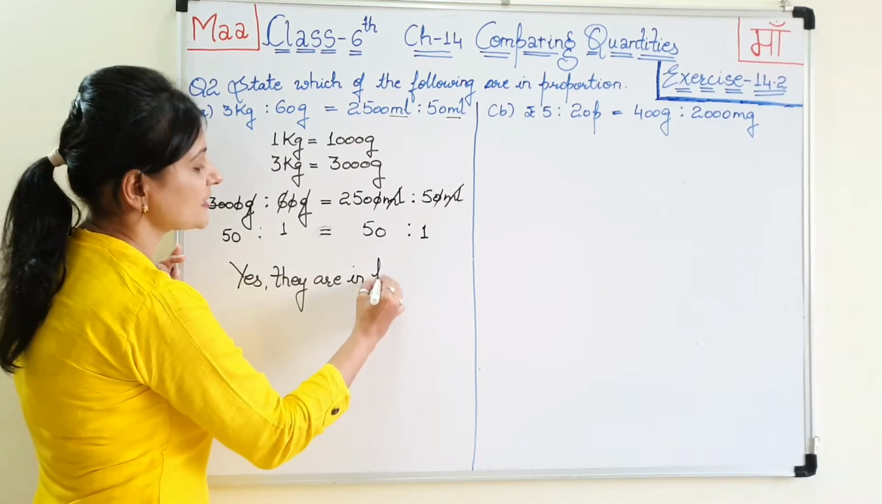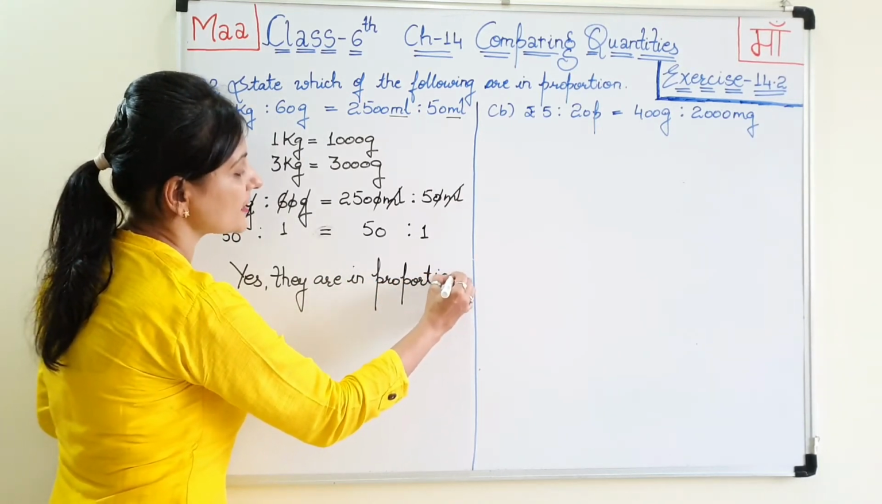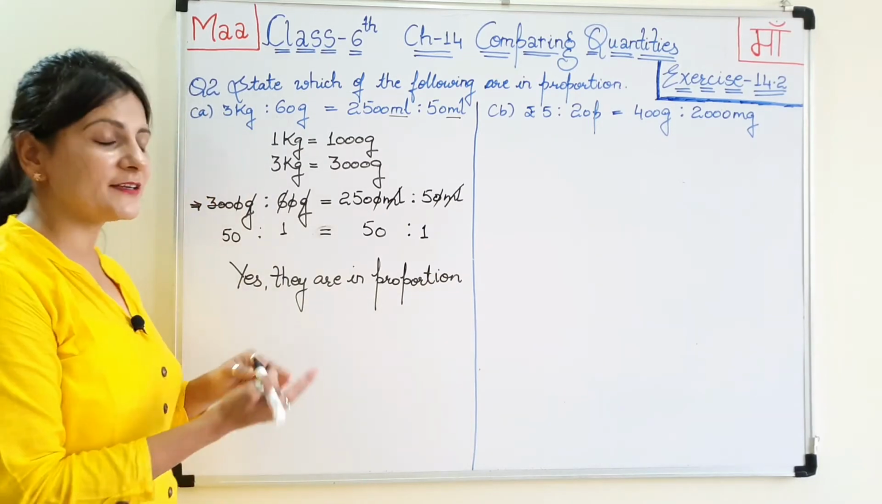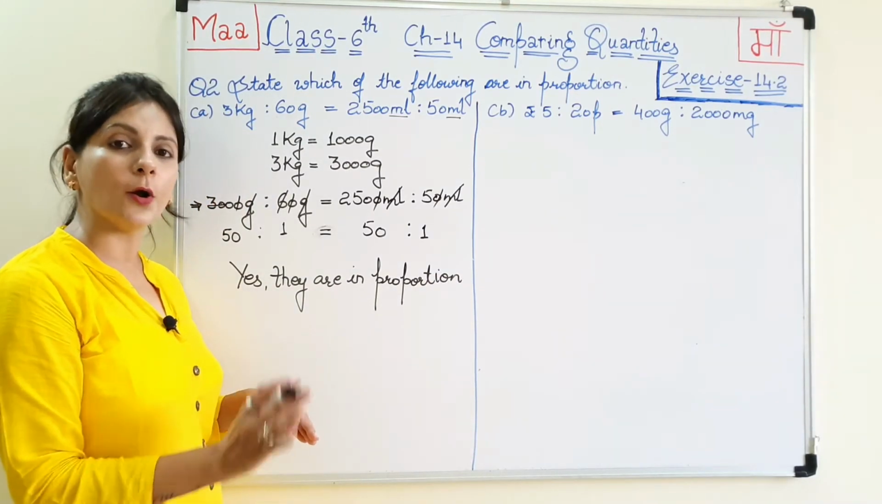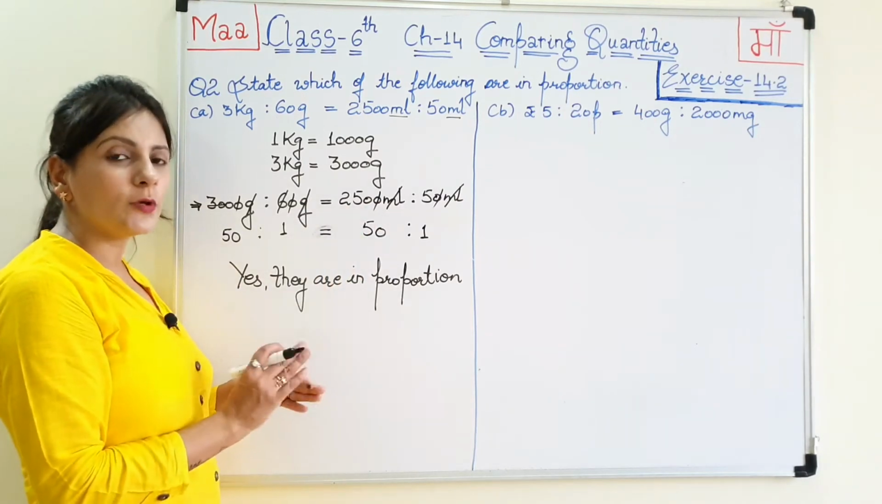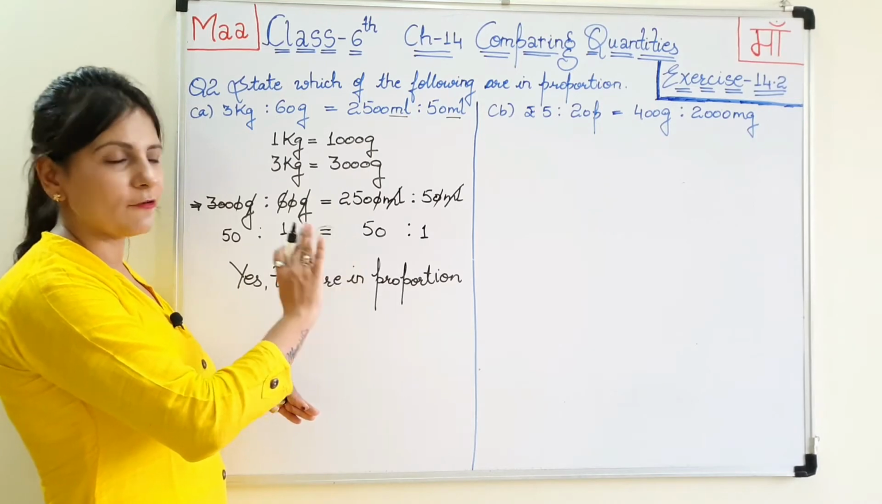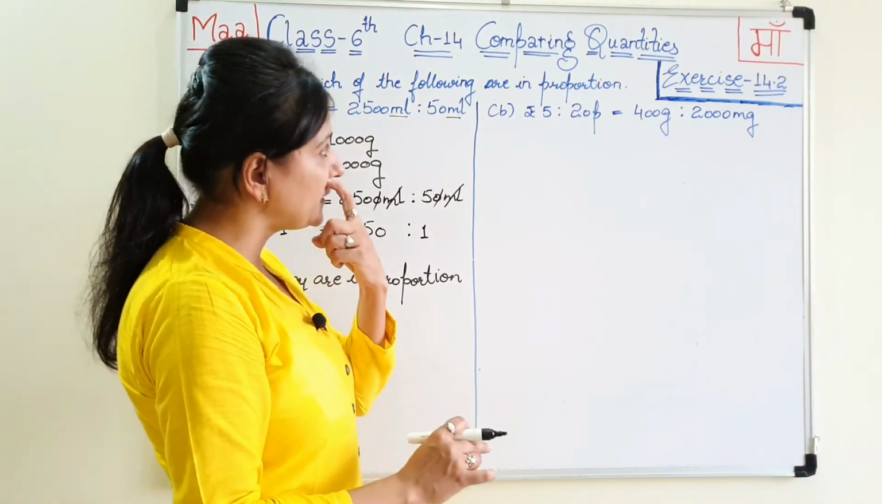When left hand side is equal to right hand side, then you can simply say that yes, they are in proportion, and if both the sides are not equal, then no, they are not in proportion. After making the unit similar, you have to do cancelling of left hand side separately and right hand side separately. Fine. Just pay attention on B part now.